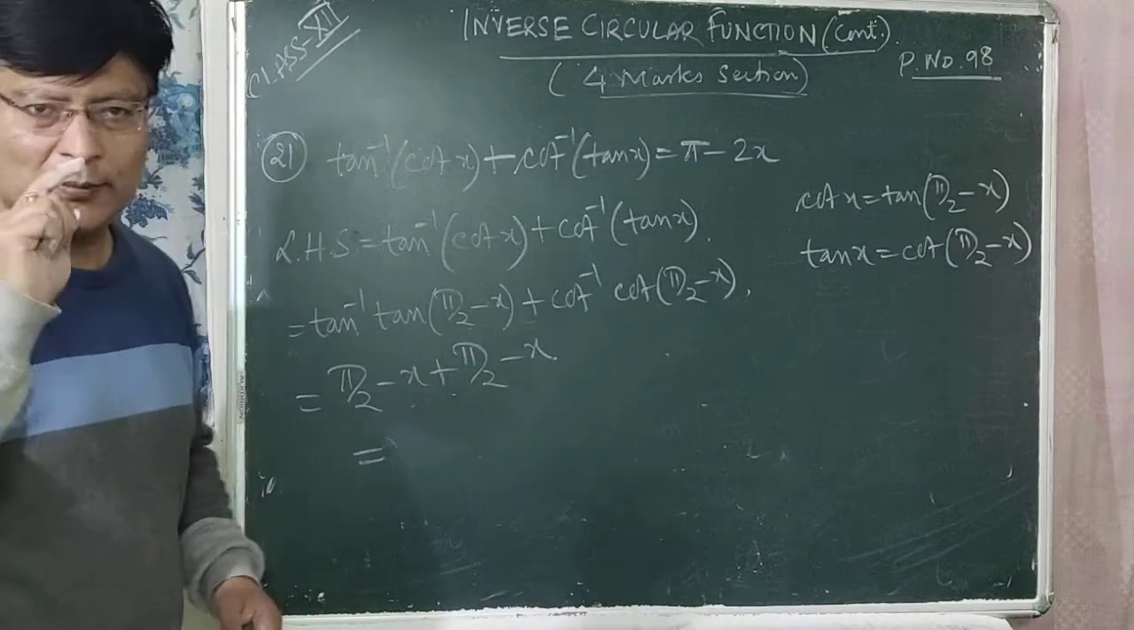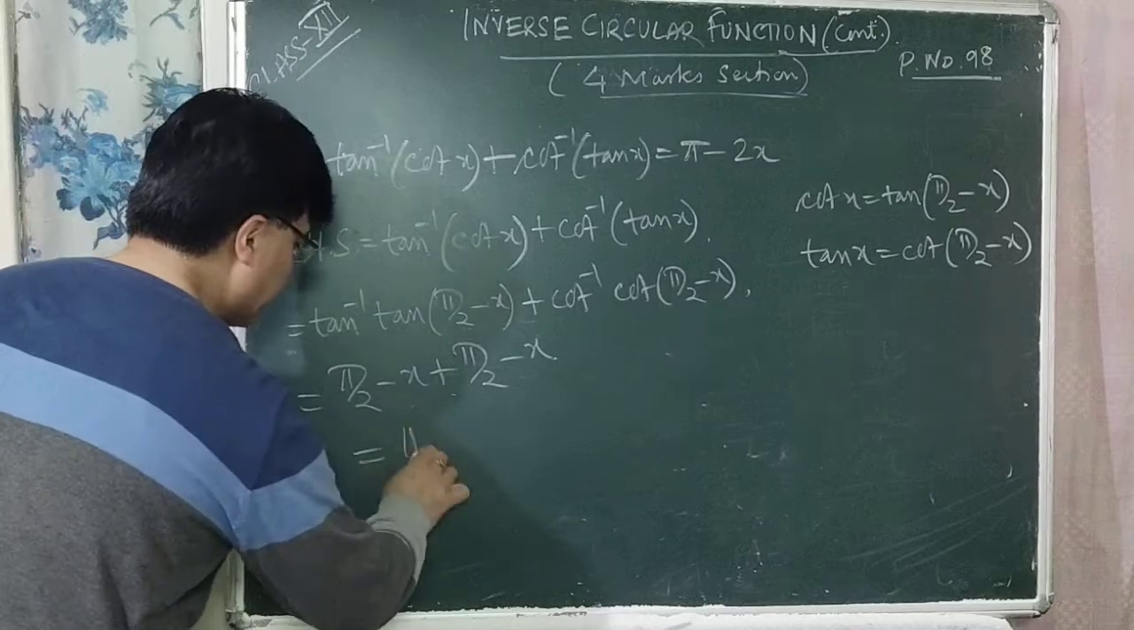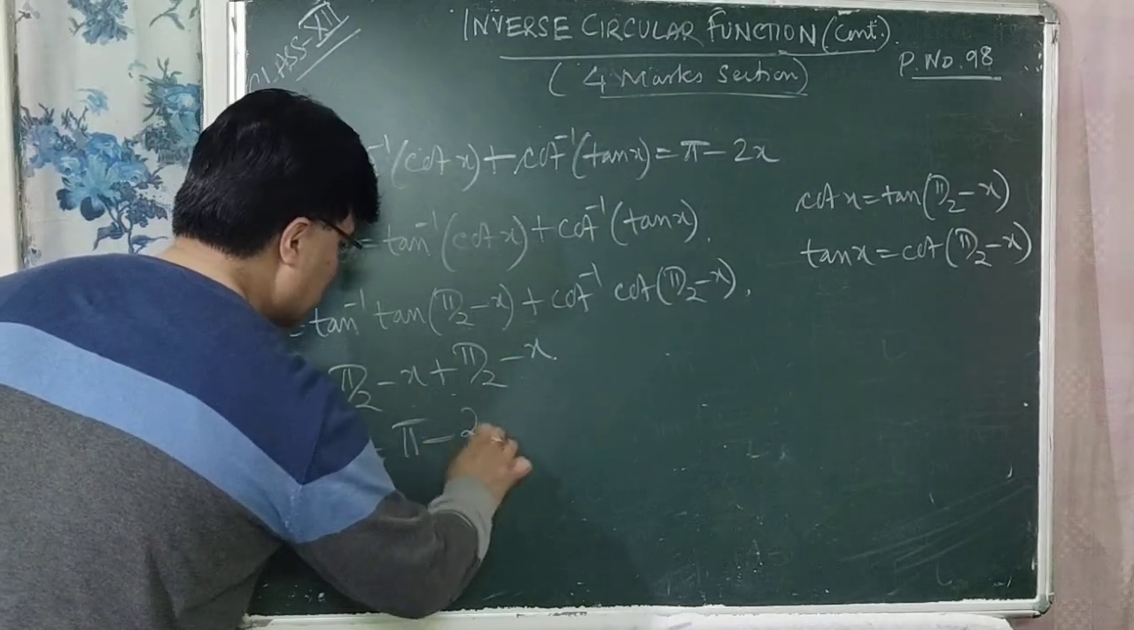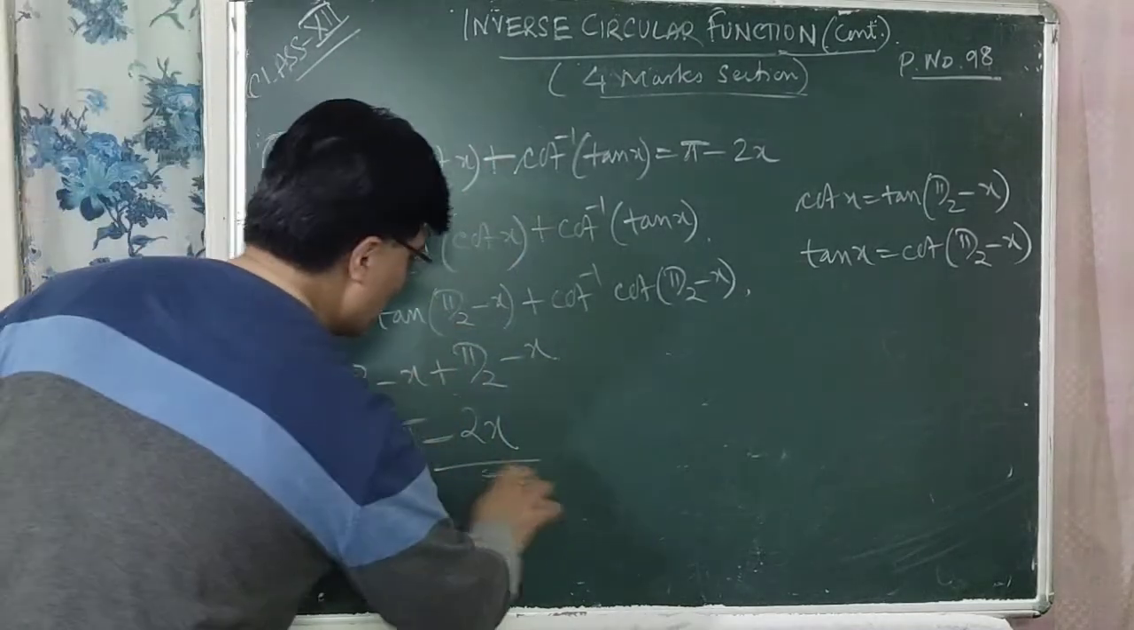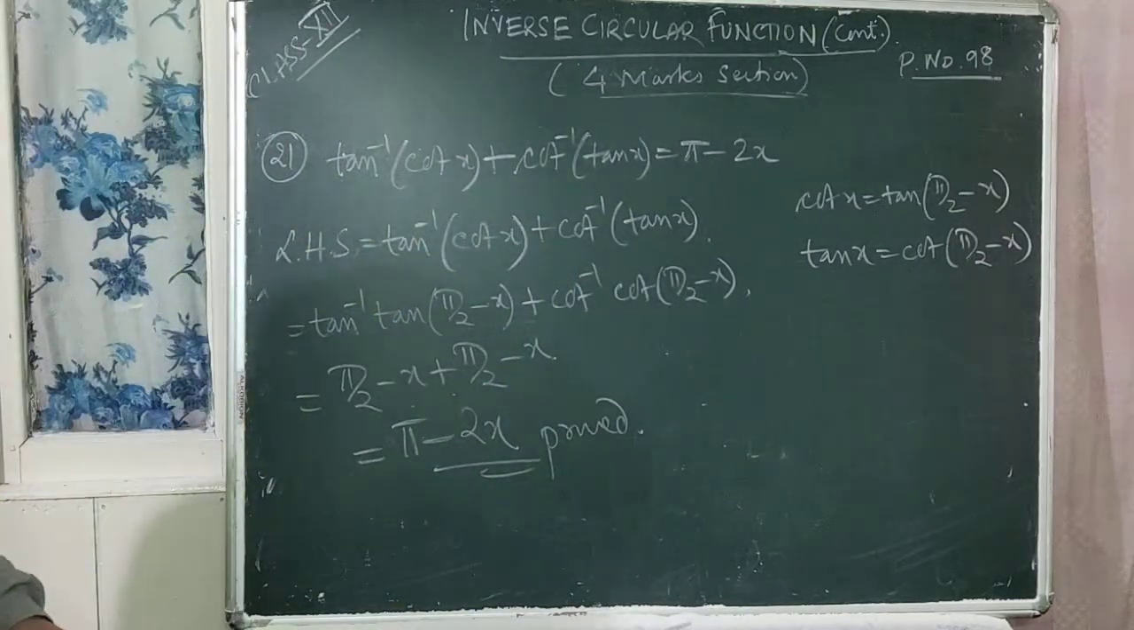by 2. What is it? Pi by 2 plus pi by 2 is 2 pi by 2. The 2 gets cancelled, you will get pi. And what is minus x minus x? It is minus 2x, which is equal to the right hand side. So it is proved. Okay.